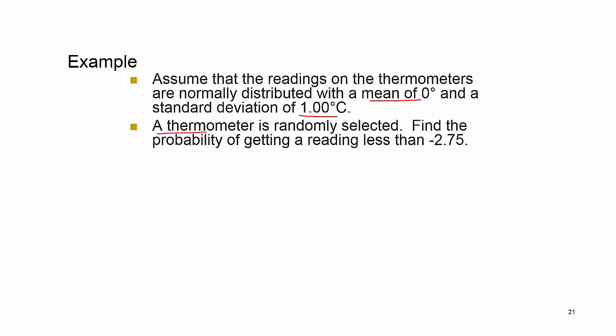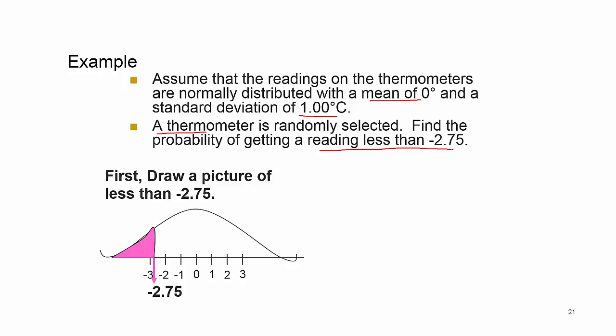We want to find the probability that that thermometer gives us a reading less than negative 2.75. First, draw the picture of less than negative 2.75 on your normal distribution curve. So I approximated where negative 2.75 would be, and I want to find the area less than, so I shade area to the left of my mark.